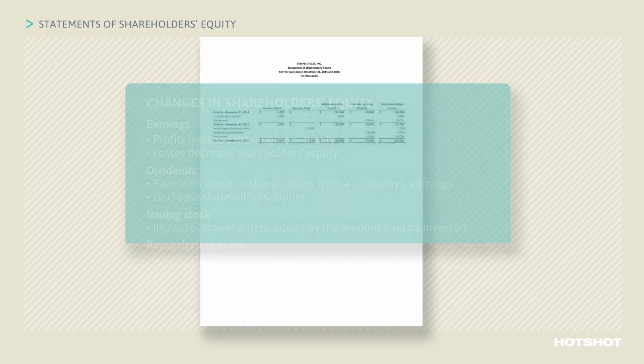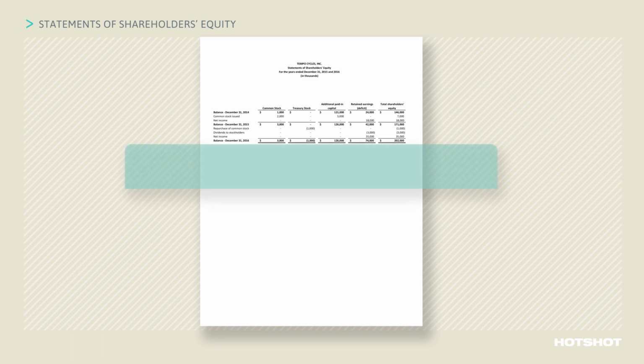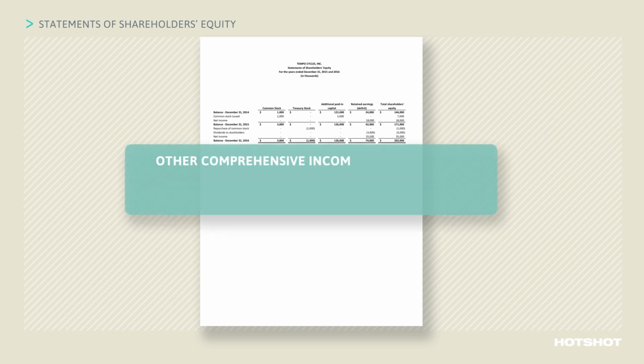There is one other component that you'll see on these statements, called Other Comprehensive Income, or OCI. This category is complicated and beyond the scope of this course, but the easiest way to explain it is that it represents certain gains and losses of the company that are not reflected in the income statement. One example is long-term gains and losses on a company's pension plan assets.